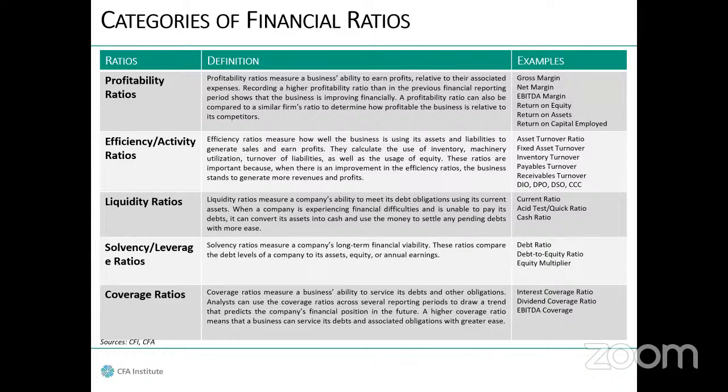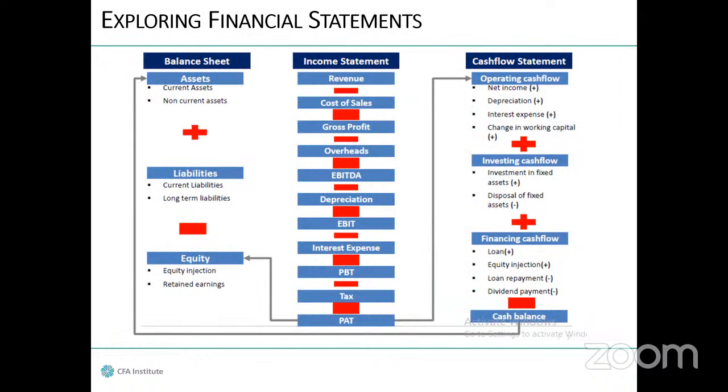Liquidity ratios. So we went from efficiency and activity ratios. Liquidity ratios basically measure a company's ability to meet its debt obligations using its short-term assets. So the whole idea is, let me explain. As a company, remember, I think you should be able to remember from our last class, we have current assets, non-current assets, and then we have current liabilities and long-term liabilities.